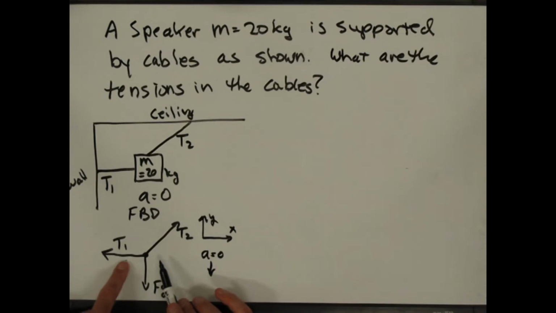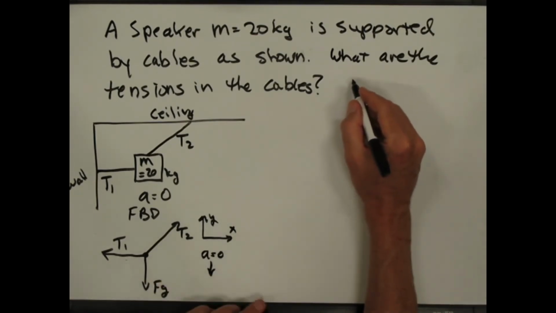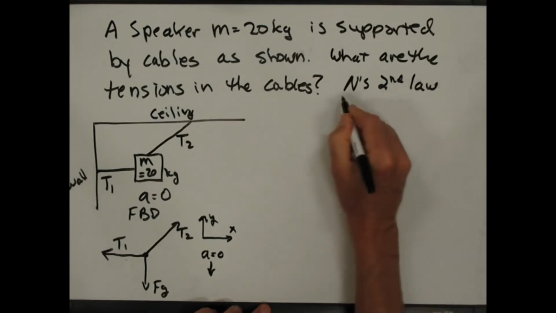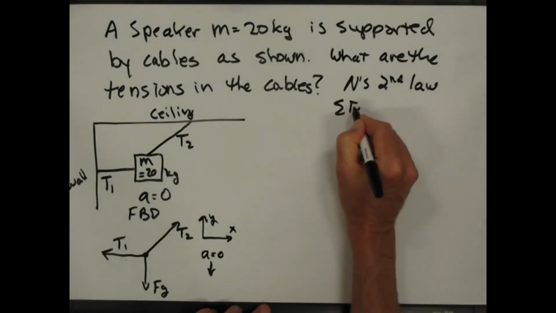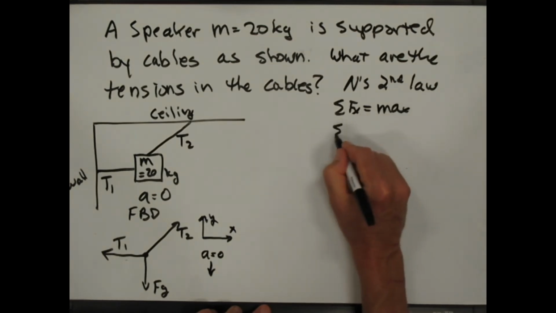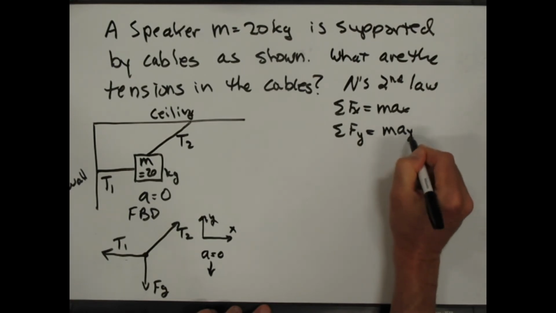What we want to do with this is use Newton's second law. That's how we solve these problems. Newton's second law looks like this. The sum of the forces in the x direction equals mass times the acceleration in the x direction. The sum of the forces in the y direction equals mass times the acceleration in the y direction.